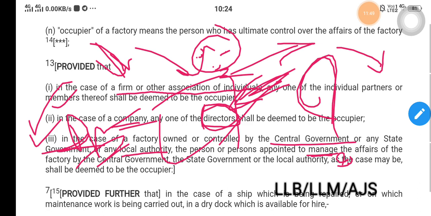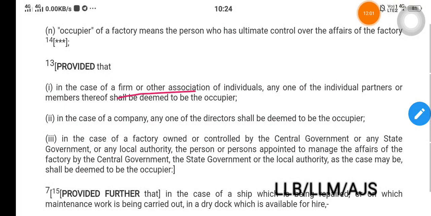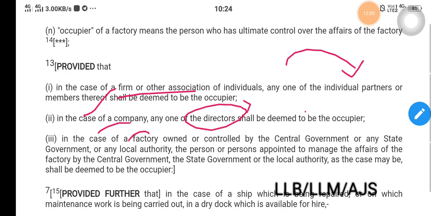What is the purpose of appointment? To manage the affairs of the company. So that person shall be the occupier. That means the manager shall be the occupier if the factory is owned or controlled by the government. So in case of a firm, partners, members, company, directors, factory of government, the person who is appointed to manage the affairs of the factory.